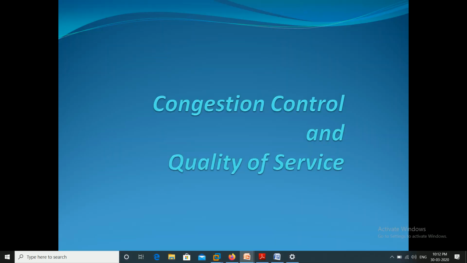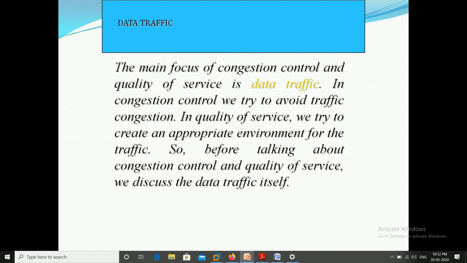Okay. Now, my lecture today is based on congestion control and quality of service. These both terms, congestion control and quality of service, are related to similar things, that we can say is data traffic. Now, data traffic means what? Obviously, when we send data from source to destination, some sort of information, some sort of datagram travels through the data transmission medium, that causes a traffic that we can call data traffic. That is similar to vehicles traveling on the road.